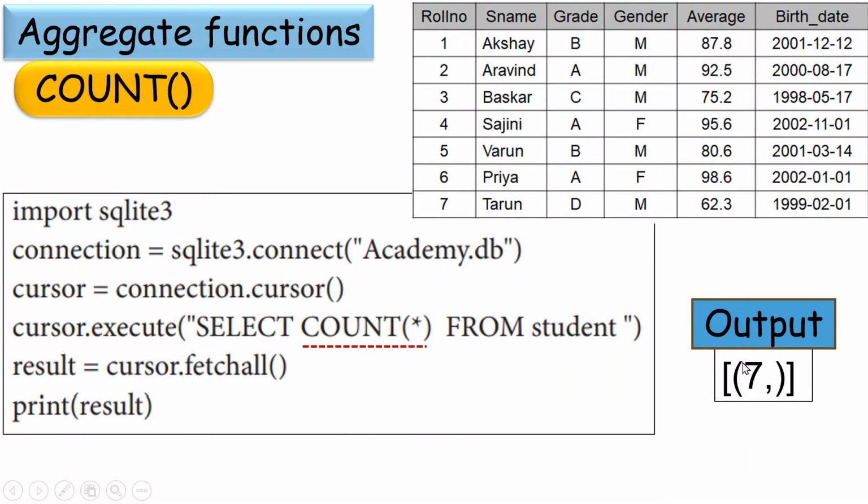Look at the output. It is a list of tuples, and inside the tuple, there is only one element. When there is only one element in a tuple, it is called a singleton tuple. Also note that in a singleton tuple, after the element, you have to place a comma.